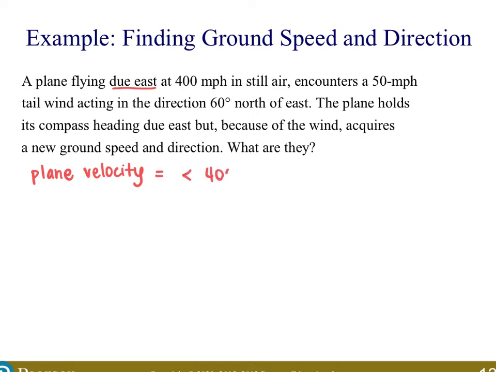Which means 400 is the x component, pushing us in a positive direction, and the y component is 0. It's flying due east there. It's not intending to go anything to the north or to the south. But we've got a wind that comes across, and it's going 50 miles an hour, but it's got a direction of 60 degrees north of east.